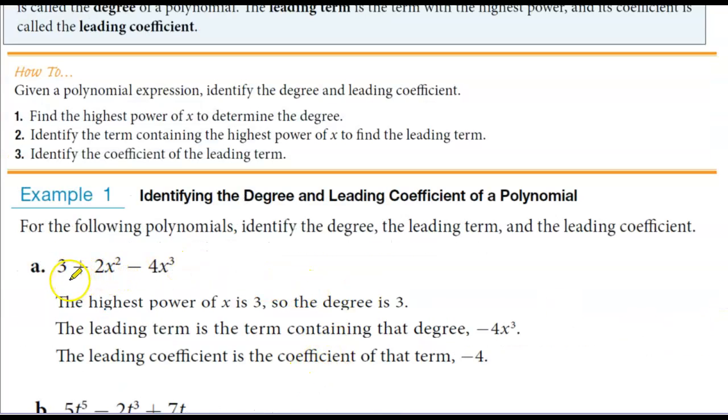So for example number A, we first need to find the highest power of x, and the highest power is 3. So therefore the degree is 3. Now the leading term is the term containing that degree. So this is the leading term. So therefore that entire one is the leading term. And then the leading coefficient is the coefficient of that term, meaning the number that's in front of that variable. So therefore it would be -4.